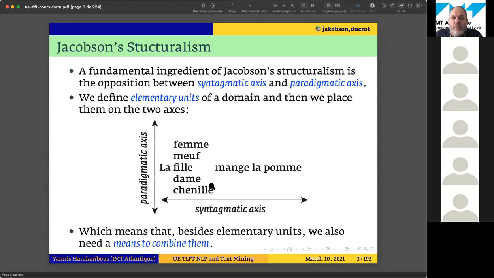Structuralism means that any domain can be considered in this way by finding elementary units and considering them in a paradigmatic way. So what happens when I replace my units by other units? And in a syntagmatic way, how are they structured? Is there an order? And what happens when I change the order? So it's as simple as that, and you can apply it practically to any domain of knowledge.